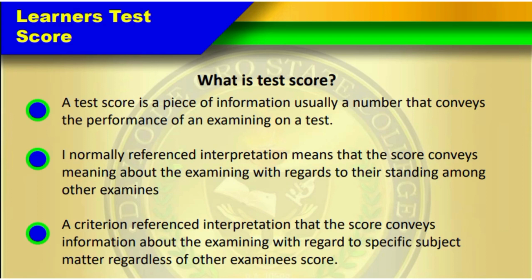Also, interpretation methods such as norm reference and criterion reference add depth, while distinguishing between raw and scale scores provides varied perspectives on academic progress. So, what is a test score? A test score is a piece of information, usually a number, that conveys the performance of an examinee on a test. A test score is a numerical representation of a person's performance on an exam, conveying information about their abilities in that particular assessment.